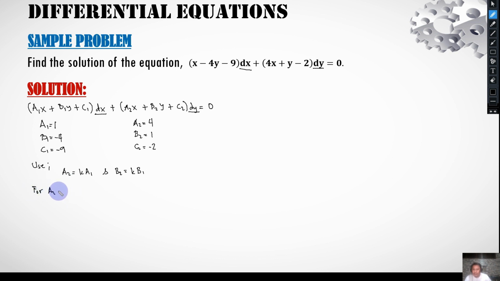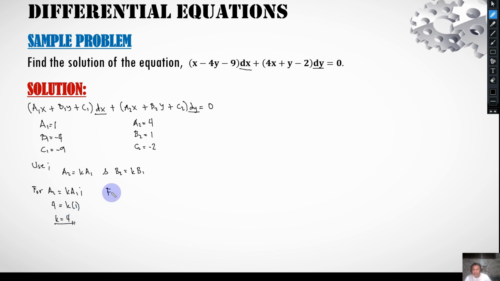For A sub 2 is equal now to K times A sub 1. So A sub 2 natin is 4, equal now to K times A sub 1 natin is 1, no? So yung K natin dito is just simply equal now to 4.